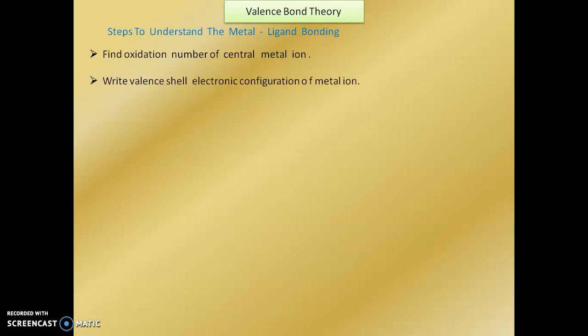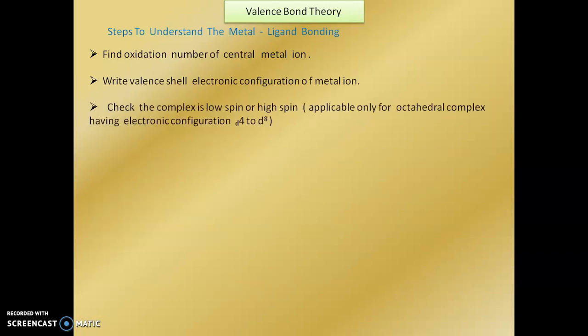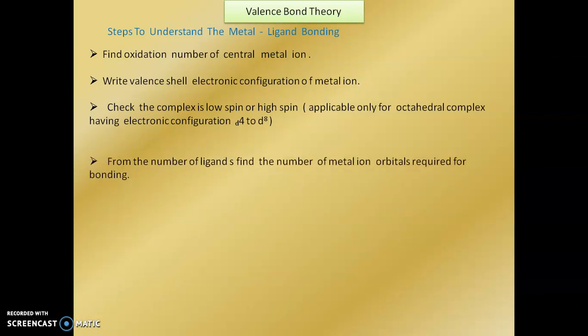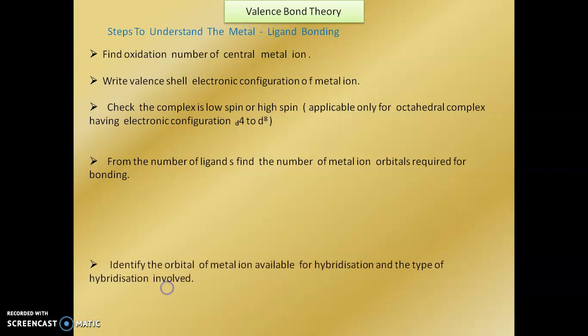Next, we see the steps to understand metal-ligand bonding. First step is to find the oxidation number of the central metal ion. Second, write the valence electronic configuration of the metal ion. Then check whether the complex is low spin or high spin. Then, from the number of ligands, find the number of metal ion orbitals required for bonding.